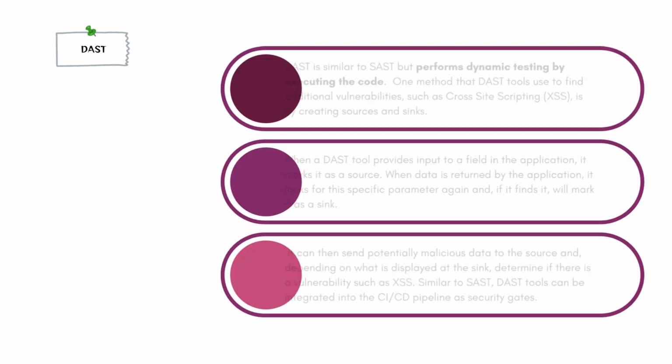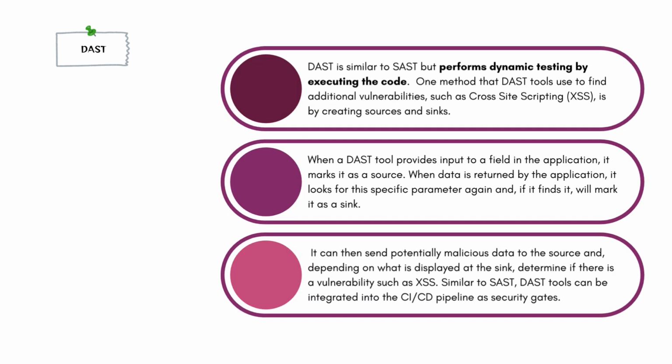Then DAST. DAST is similar to SAST but performs dynamic testing by executing the code. One method that DAST tools use to find additional vulnerabilities, such as cross-site scripting, XSS, is by creating sources and sinks. When a DAST tool provides input to a field in the application, it marks it as a source. When data is returned by the application, it looks for this specific parameter again and, if it finds it, will mark it as a sink.